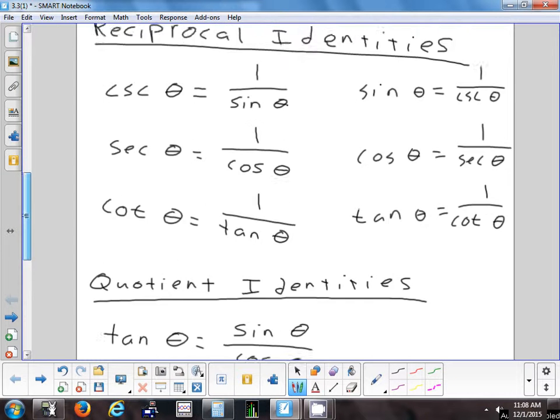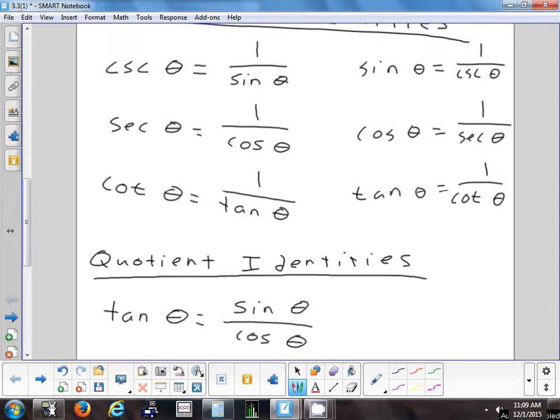The next 2, we kind of looked at one yesterday. Tangent equals sine over cosine. That's a quotient identity. So tangent is sine over cosine. What do you think cotangent would be? I know cotangent is 1 over tangent, but how about in terms of sines and cosines?